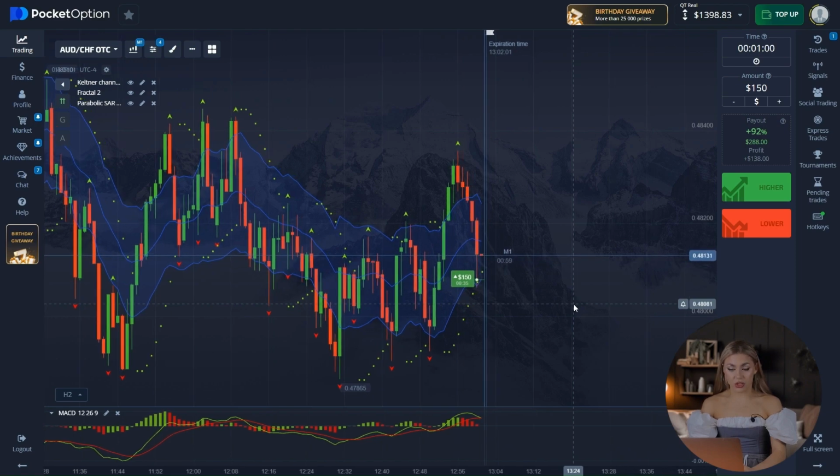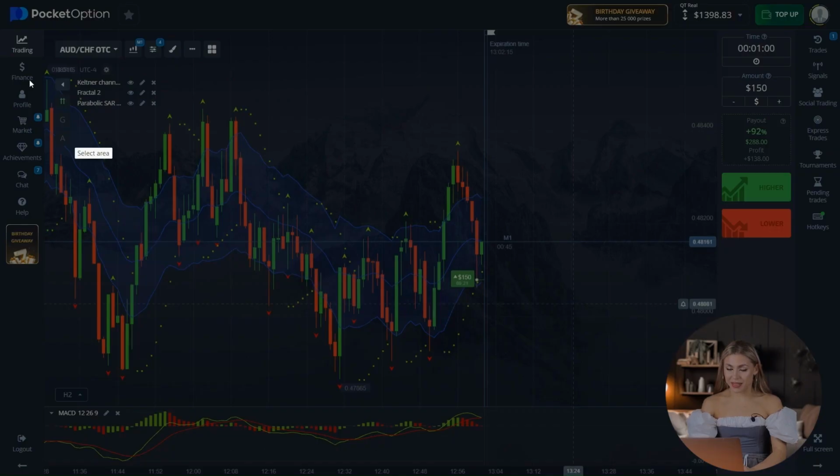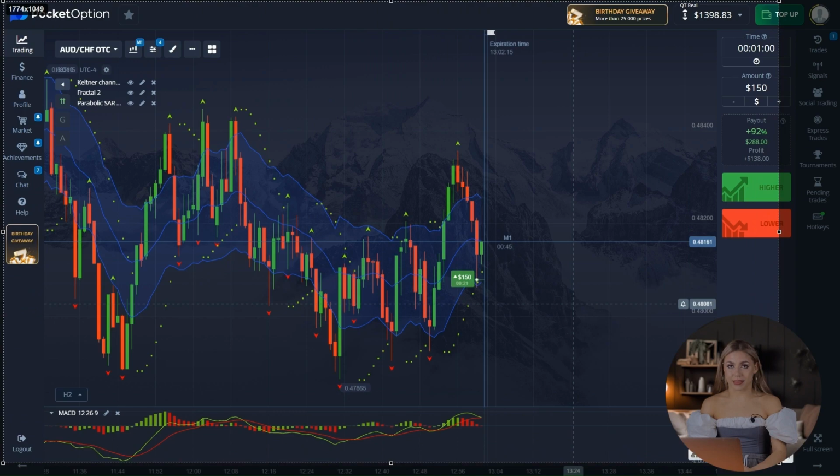I reviewed each of these indicators before, sure to be useful, but today let's talk about a new feature on Pocket Option. So it looks like I won't need it this time, as my prediction is playing out perfectly, and let's break down why that is.